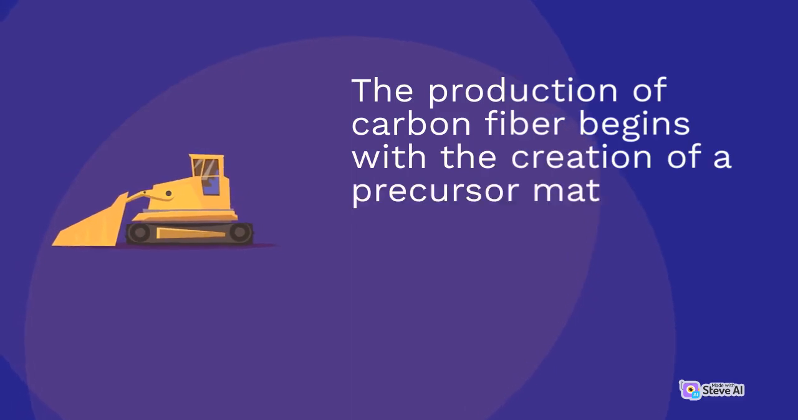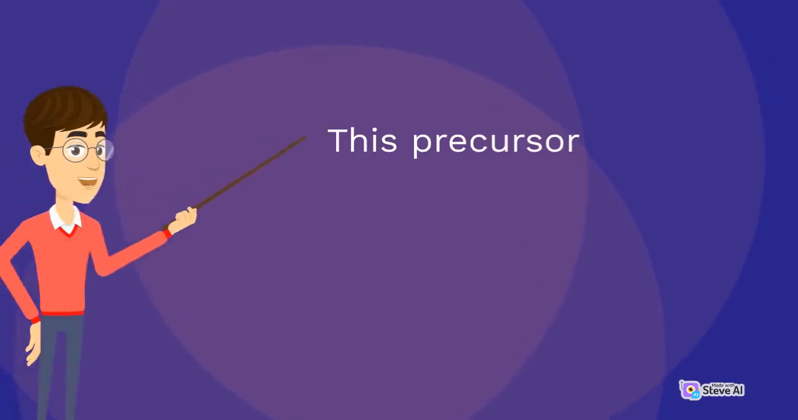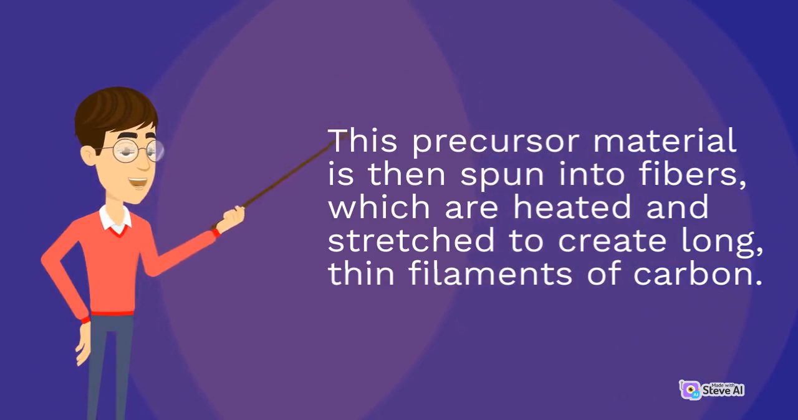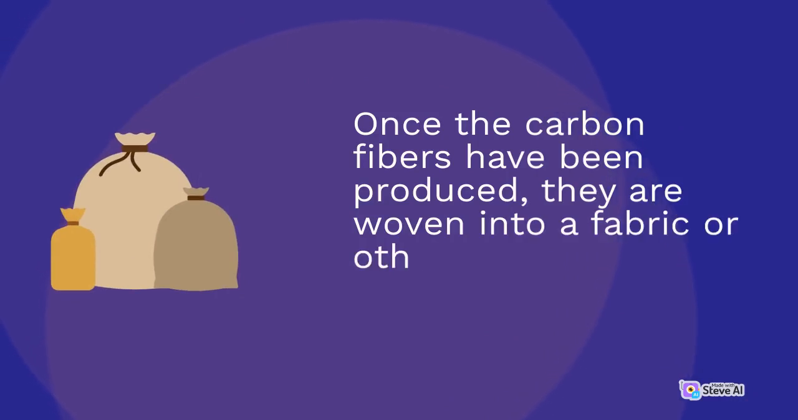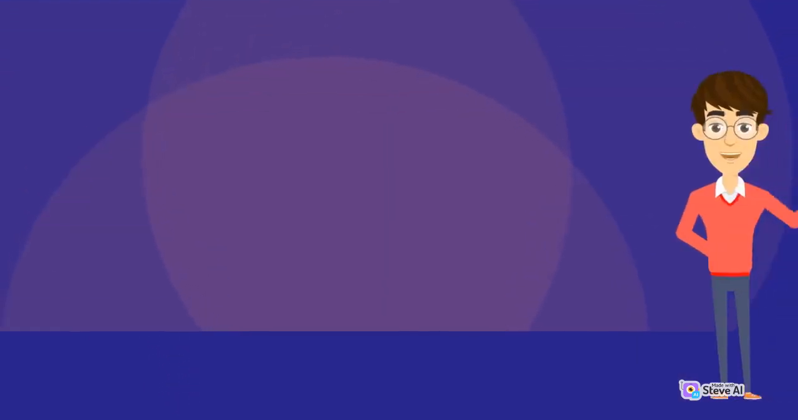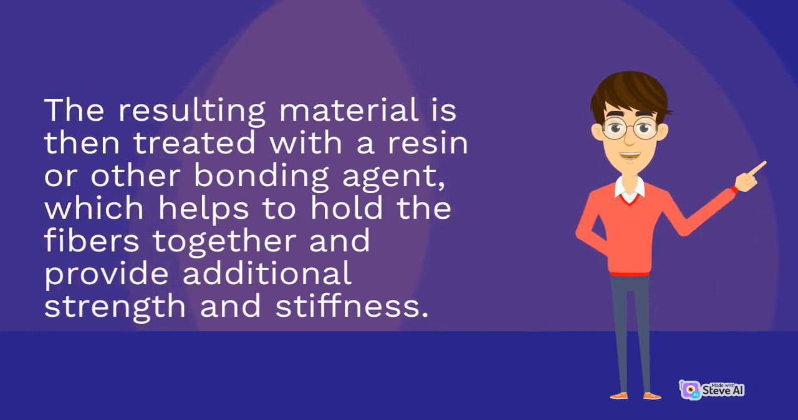The production of carbon fiber begins with the creation of a precursor material, typically made from a polymer such as polyacrylonitrile, PAN, or pitch. This precursor material is then spun into fibers, which are heated and stretched to create long, thin filaments of carbon. Once the carbon fibers have been produced, they are woven into a fabric or other form, such as a composite material. The resulting material is then treated with a resin or other bonding agent, which helps to hold the fibers together and provide additional strength and stiffness.